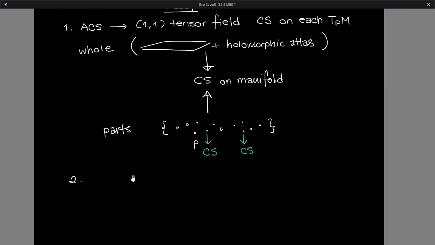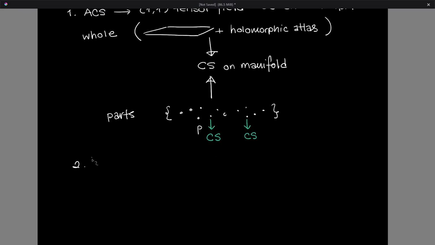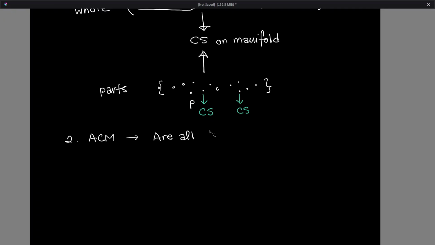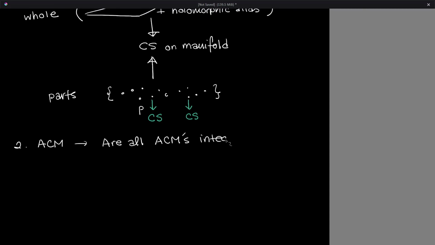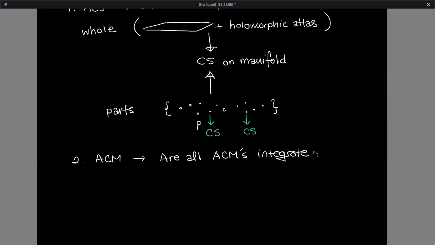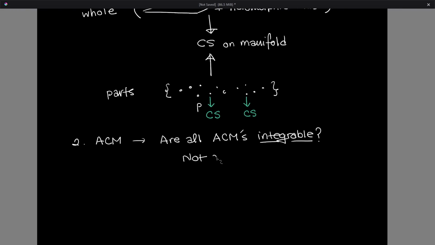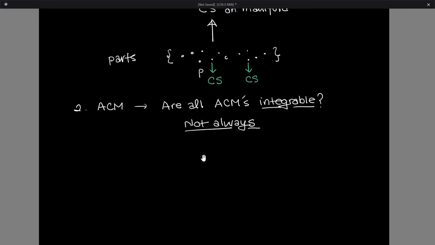I almost called it an omelet structure. With an almost complex structure, we called it an almost complex manifold. And our question was, are all almost complex manifolds integrable? Can we integrate all of these points, all of the complex structures on these points to get an overall complex structure on the manifold? So the answer is not always. Right? And when is it then?